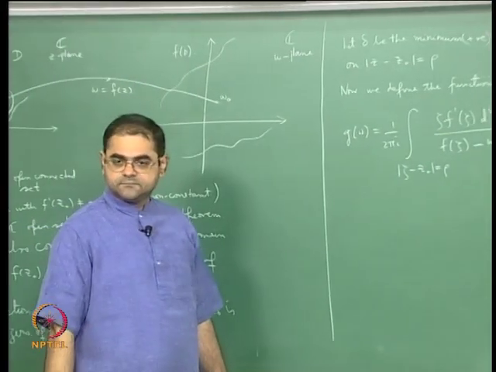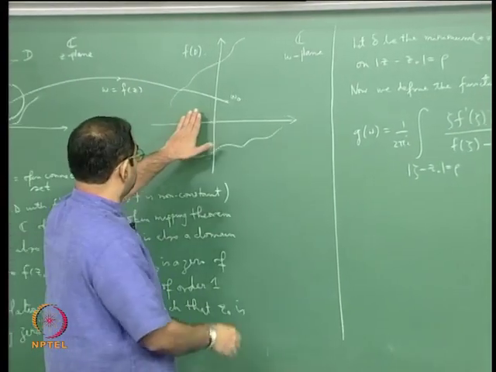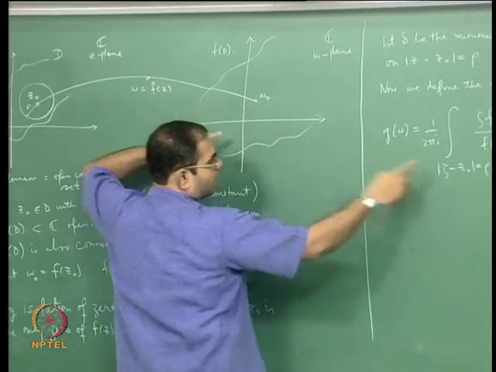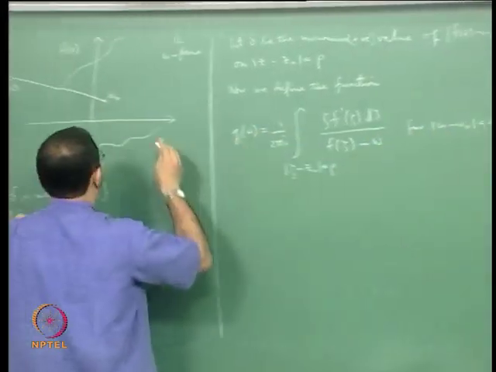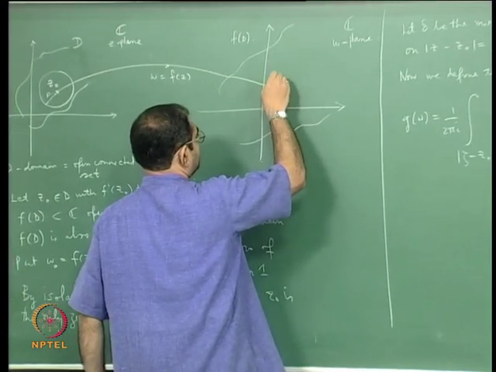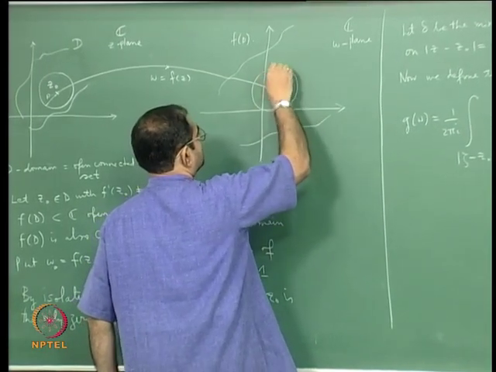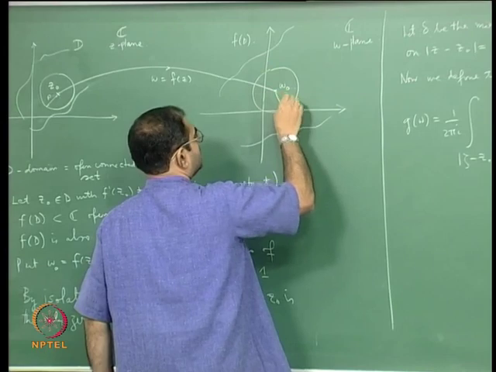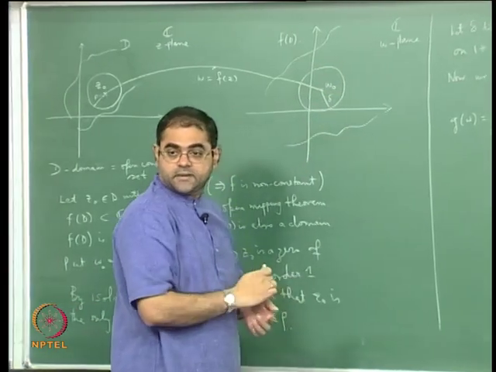Now you define this function, okay. Now look at what is happening. See, mod w minus w naught is strictly less than delta is the disk centered at w naught and radius delta in the target plane, target complex plane.